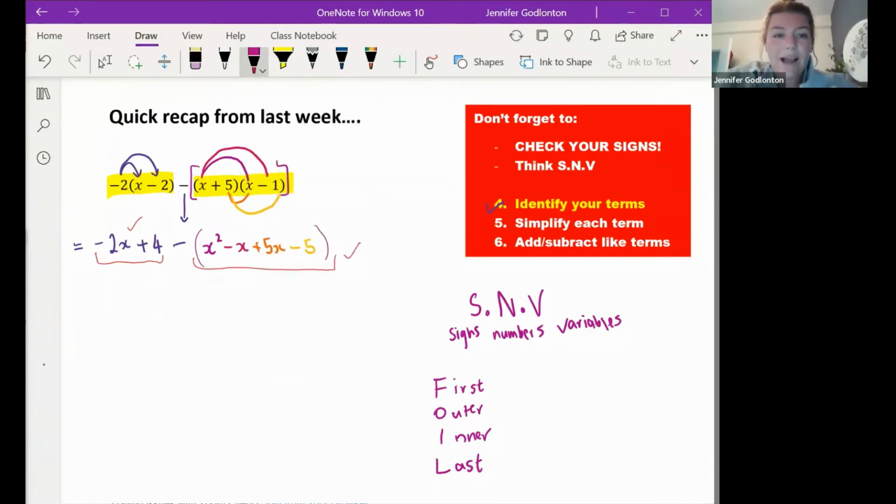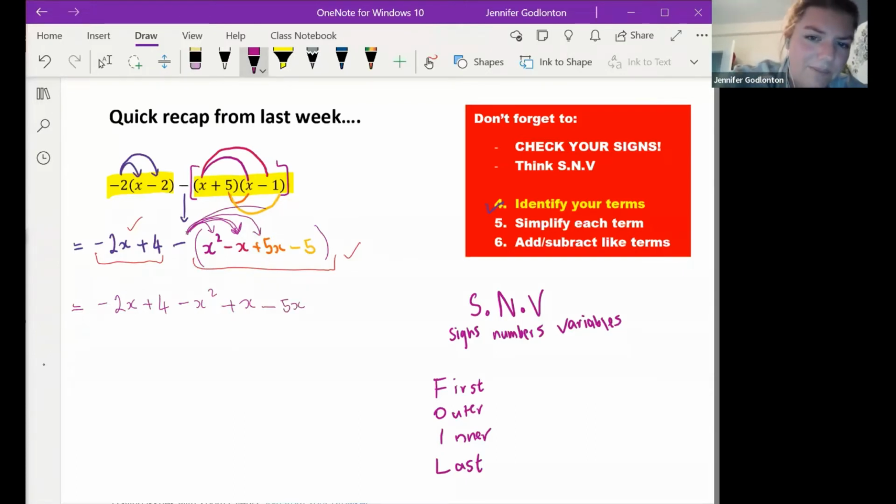Okay, so that's where we are now. Next step is we need to distribute this negative into all of those terms. You could simplify what's in that bracket first, but let's distribute. So I have -2x plus 4. Now I'm taking this negative in. So -x squared, and negative times a negative is a positive, so positive x. The negative times a positive is a negative, -5x. The negative times a negative is a positive, so positive 5. Then we get to this point.